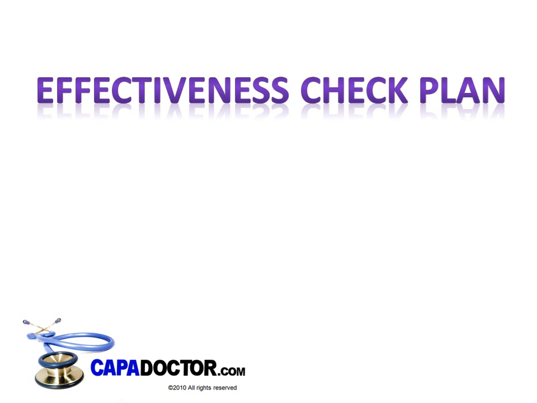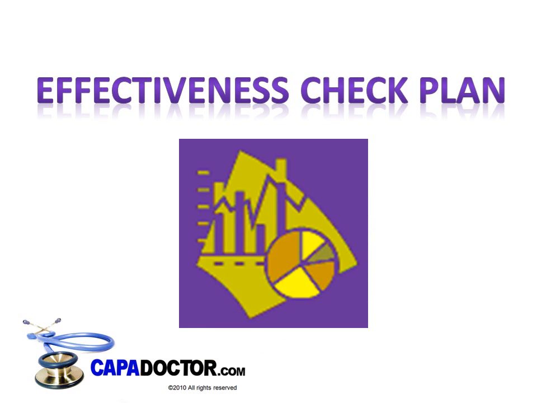Once the CAPA implementation plan is completed, corrective and/or preventive actions are implemented, and appropriate signature approvals are obtained, the CAPA enters a new stage. An effectiveness check plan is developed, which includes specific, measurable criteria to determine if the actions taken were successful and effective. An appropriate time period is determined for monitoring the success criteria.